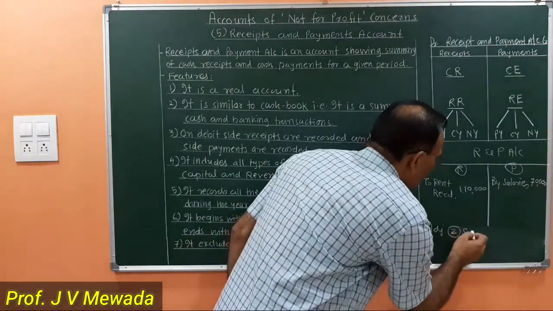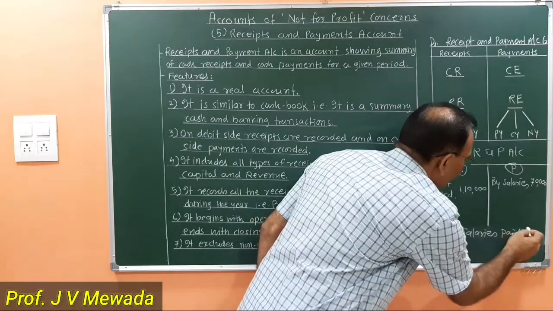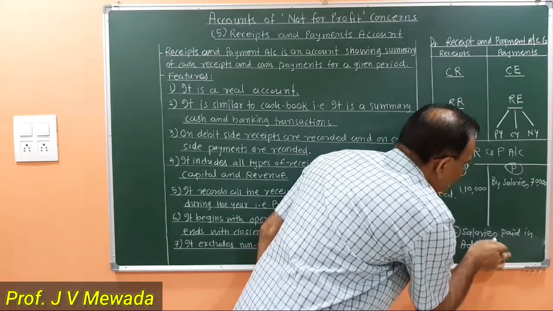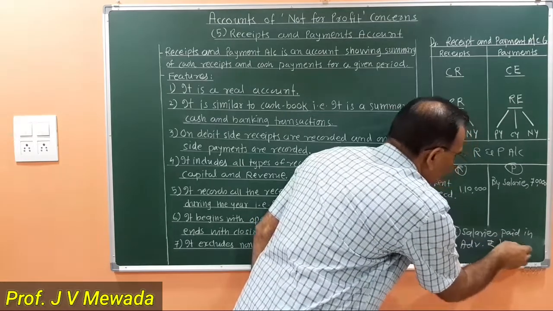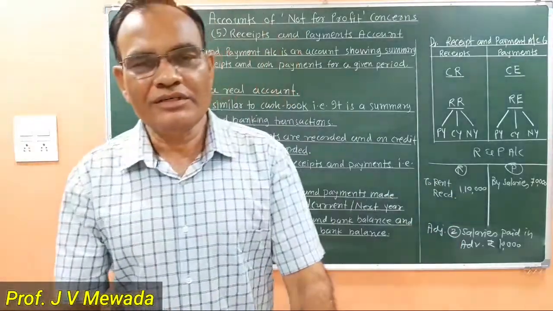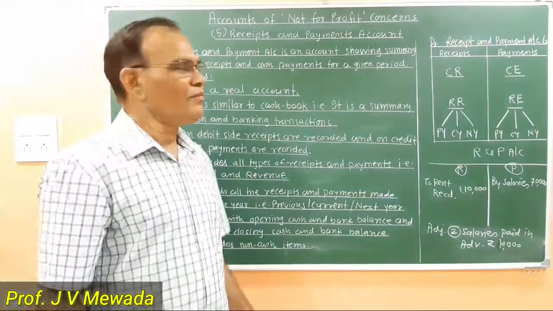Number 2, salaries paid in advance, rupees 10,000. So this is the way the receipt and payment account is recording the transaction. So let us see the features one by one.